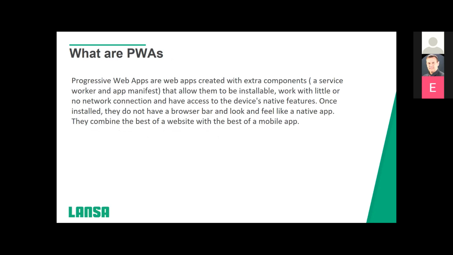But basically, progressive web apps are just web apps, or websites created with some extra components, a service worker and an app manifest, that allow them to be installable, work with little or no network connection, and have access to the device's native features. And once this app is installed, it doesn't have a browser bar, and it looks and feels like a native app. So a progressive web app is the best of a website combined with the best of a mobile app.